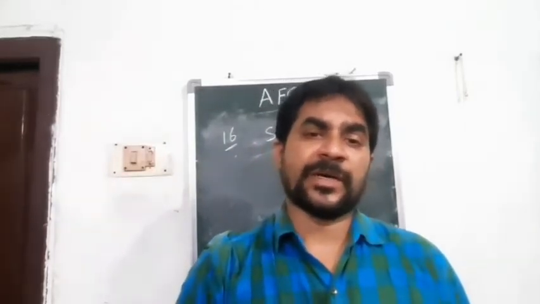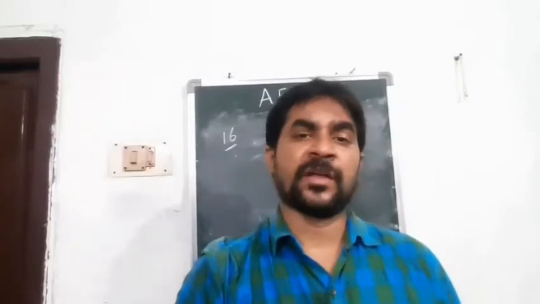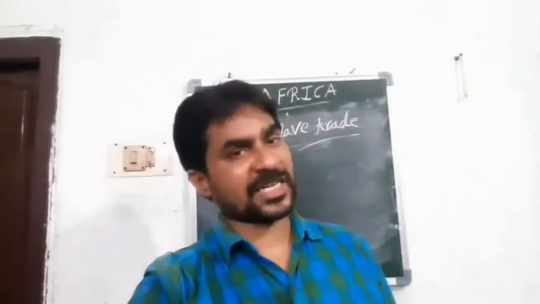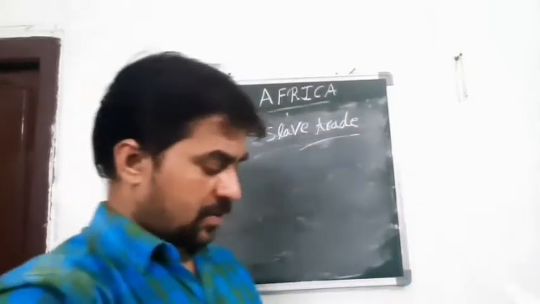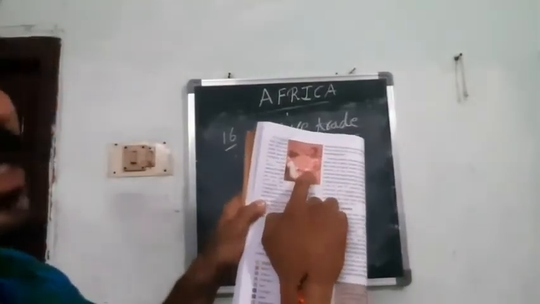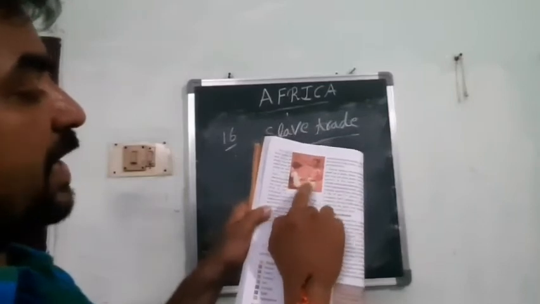At that time, they will catch the Africans and take them to America. They will make them do work in very harsh conditions. Clear? So this is called the slave trade. They forcefully take the people to the American continent. So you see the picture on page number 64, how the Europeans were catching the Africans and how they were treating them.